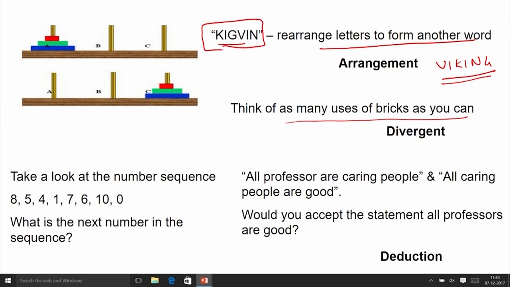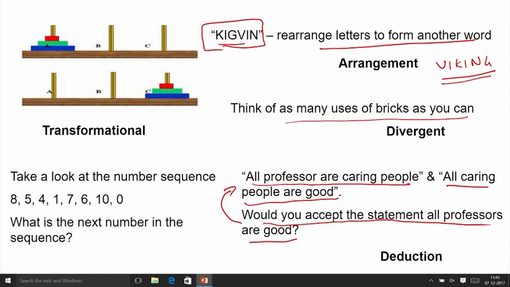This is a deduction problem. Certain premises are there. All professors are caring people. This is a premise and this is true. The second premise: all caring people are good. This is again a premise which is true. And now you have to validate the conclusion drawn from these two premises. Would you accept the statement that all professors are good, whether it follows from these two statements? These kinds of problems are called deduction problems, right. So, certain premises are given to you and a conclusion has to be validated against the premises.